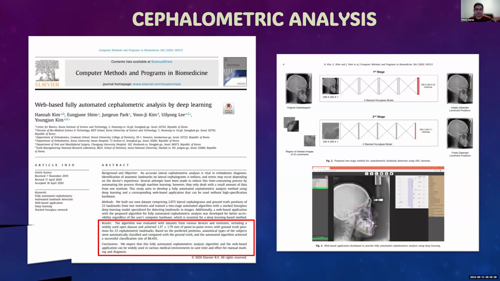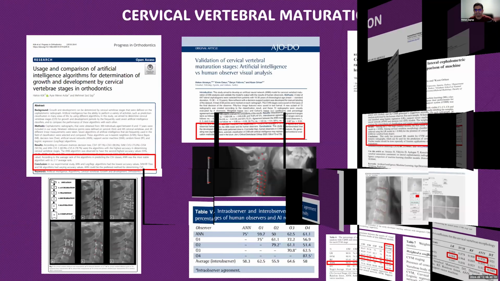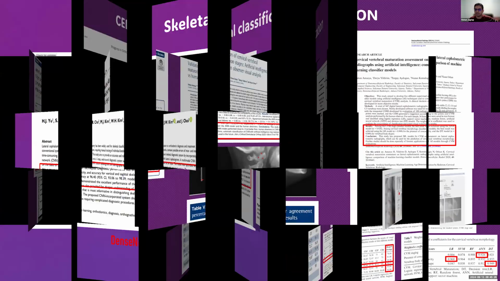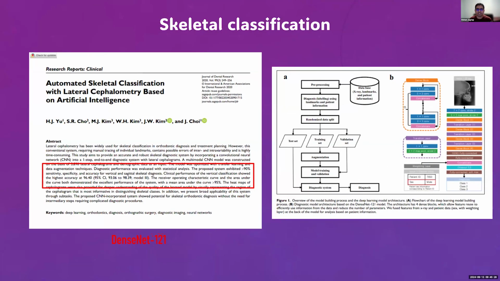Again, the application of cephalometric analysis, maturation, cervical vertebral maturation. I added these papers which help orthodontists make their treatment planning, and the accuracy of all of them was around 80 to 90%. That's really good. A skeletal classification, that's another application in orthodontics, and their accuracy was around 96.4%.